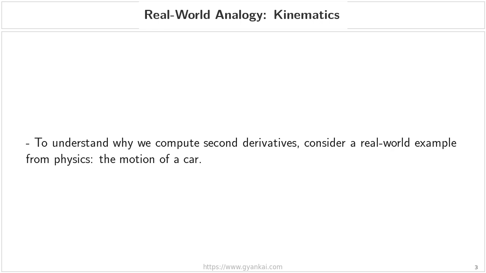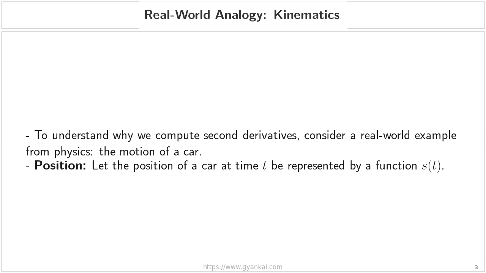Real-world analogy, kinematics. Now that we have established the sequential process of differentiating a function twice, you might be wondering why this operation is useful in practical terms. To help you visualize this, let us consider a real-world example from physics, the motion of a car. First, let us define the position of the car. We can represent the position at any given time, t, as a function denoted by s of t.